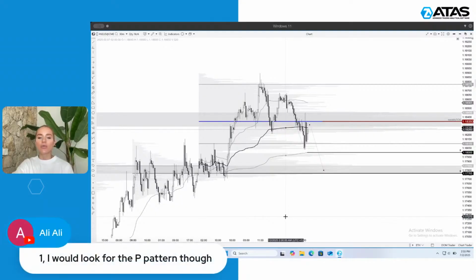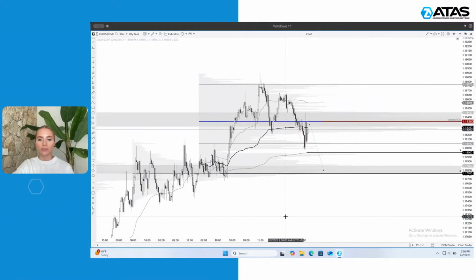Yeah, you can look for different confirmations. I don't always use the P pattern. If it appears on the footprint, I'm going to use it. If it doesn't appear, I'm going to be using the high delta, negative or positive clusters as well.